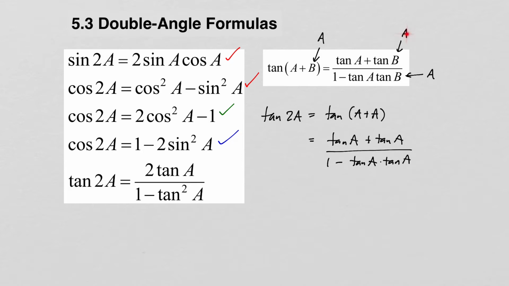So again, we're just putting a in for b here, which leads to this one, and we're putting a in for b here, which leads to this. And now if we just combine like terms, tangent of a plus tangent of a is 2 times tangent of a. And in the denominator, we have tangent of a times tangent of a, which is tangent squared of a. And this proves the last formula. So now that we have proven all of these double angle formulas, let's do some examples.